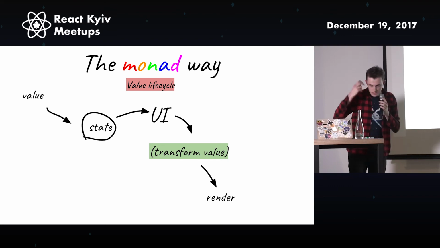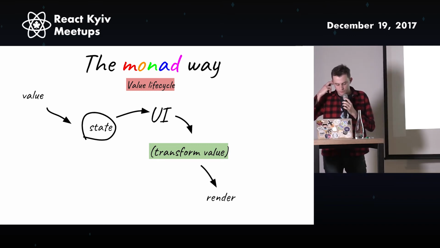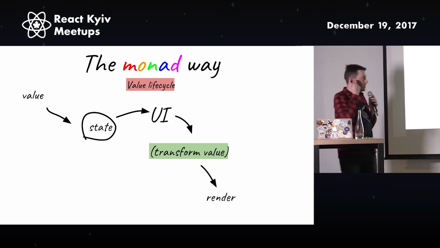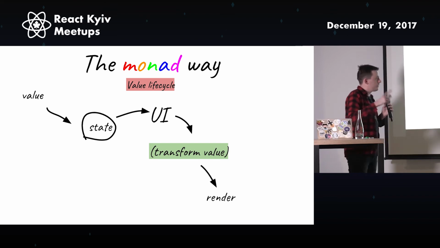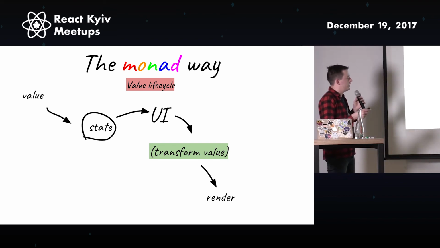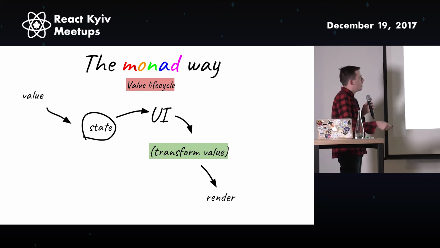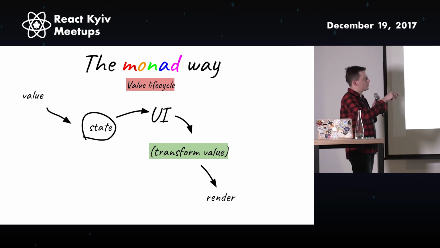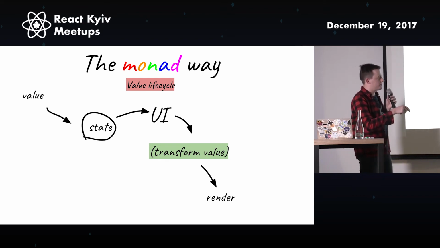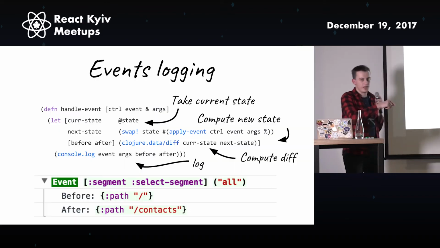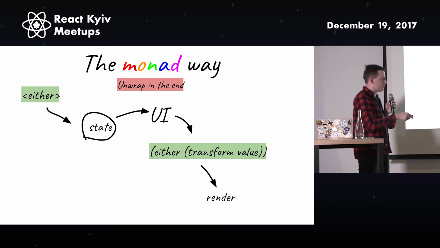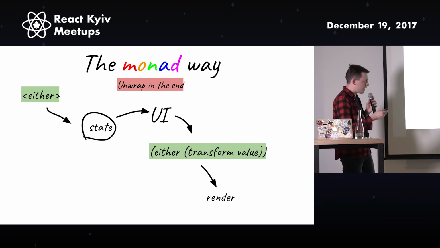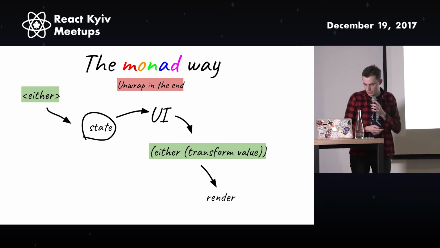Okay, so when does it make sense to use it? Let's first see how we usually operate on data that we fetch. We fetch some data, we put it in a state, it goes to UI, then somewhere in selectors or right in the components we apply some transformations, and then we render this transformed data. This is how you work with raw data.